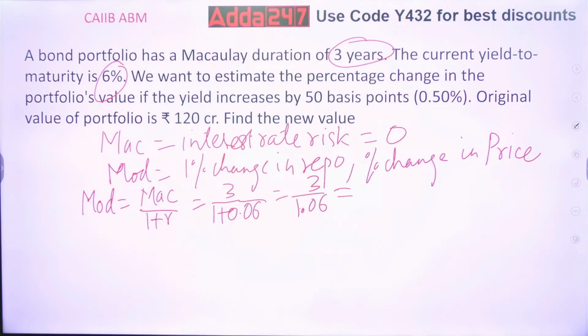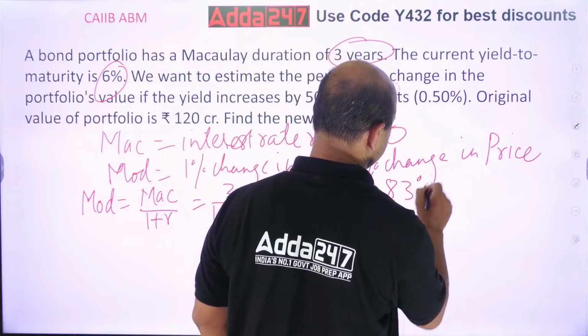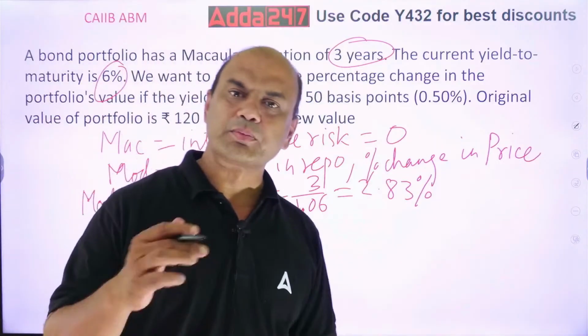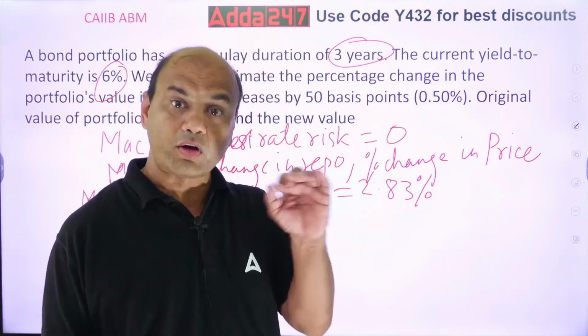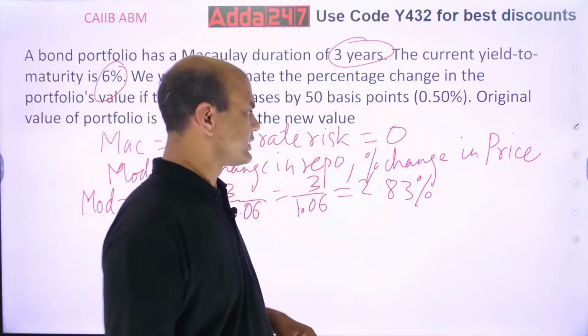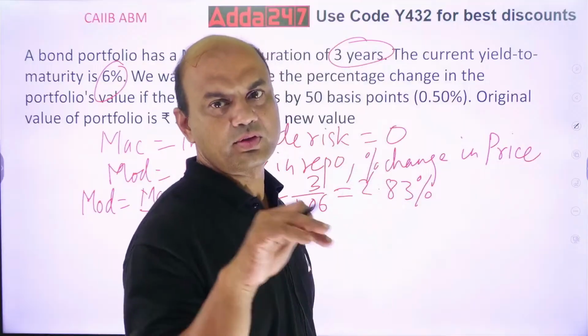Three upon 1.06, right? So 2.83, correct? So it is 2.83. Got it, everyone? 2.83. But this is in percentage. What does it mean? It means that if my repo rises by 1%, the price of my portfolio or bond will fall by 2.83%. Will fall. In an earlier numerical, I showed you. So repo goes up, price of the bond will come down.